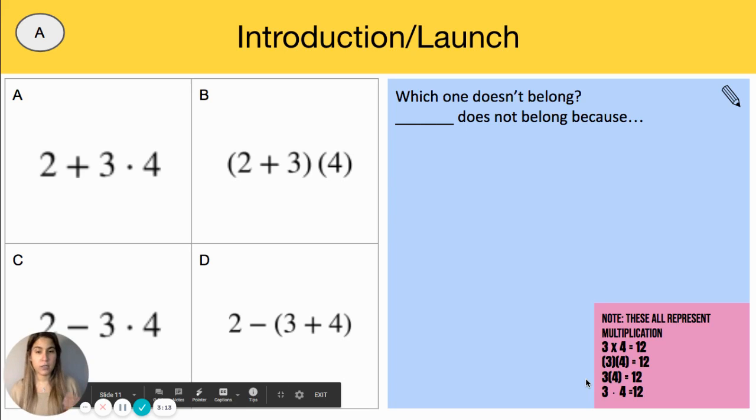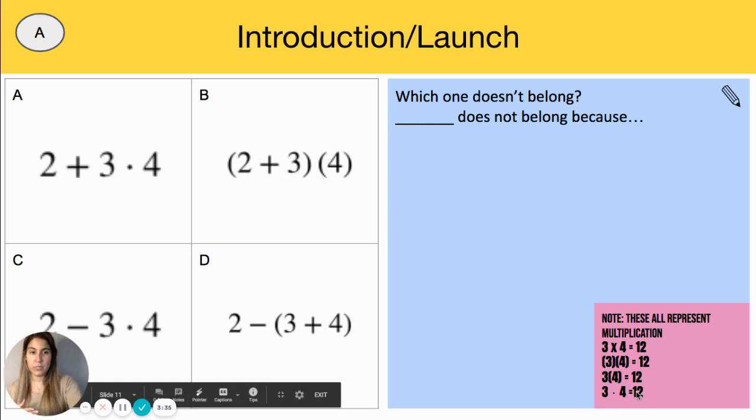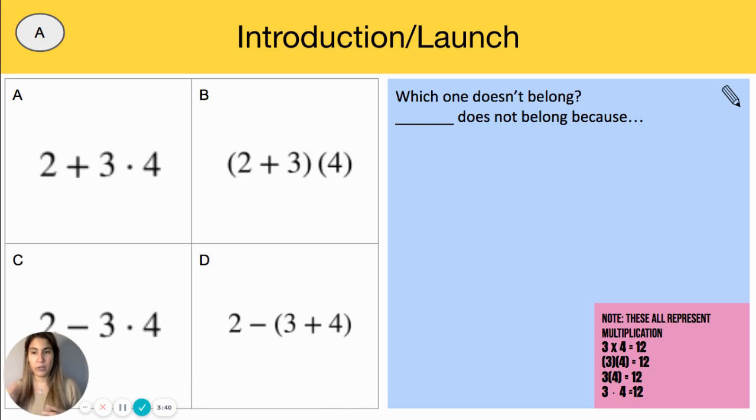So when looking at this lesson, one thing to do when we approach our introduction launch is making sure that the students understand how multiplication can be represented in different ways. I have made an example here in which I've put a small note, highlighted in a different color, on the corner of the screen, and it says, these all represent multiplication. 3 times 4 equals 12, and the parentheses don't change the equivalency of it still equaling 12. One number has parentheses, one doesn't.